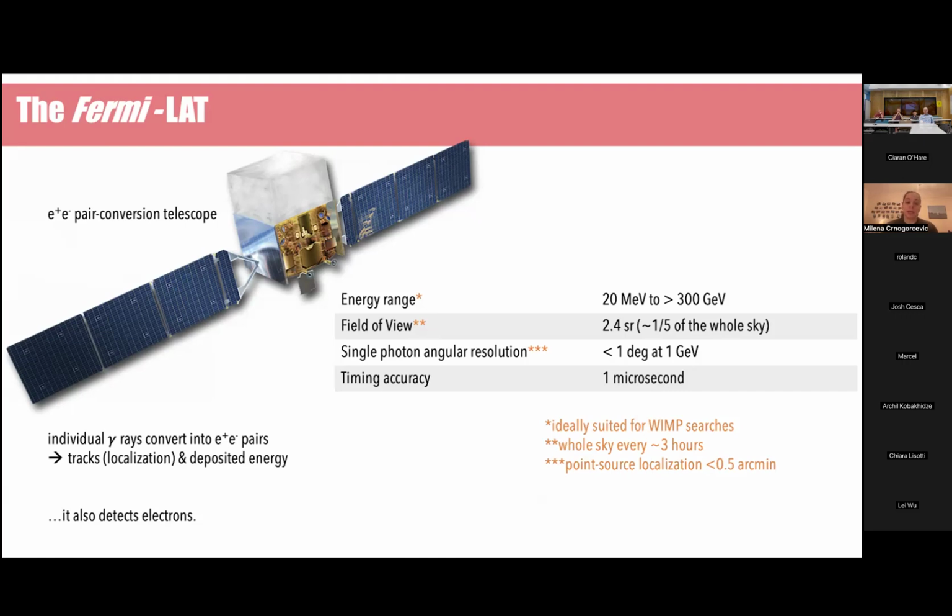If you're interested in time-dependent searches with Fermi-LAT, the timing accuracy is about 1 microsecond, which gives you a decent timing resolution to study potentially some of the transient sky, such as blazar variability or potentially gamma ray bursts that are also prime targets for searches for new physics.